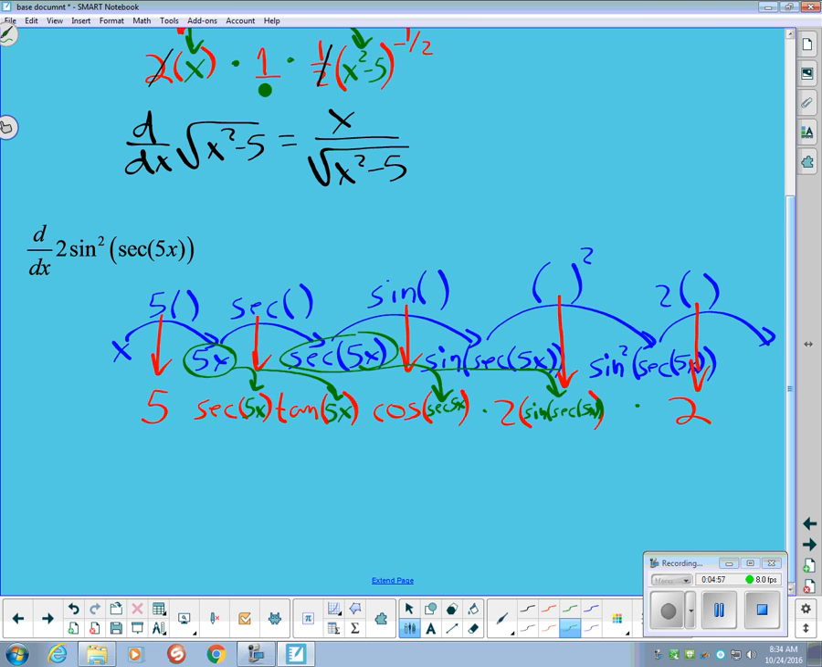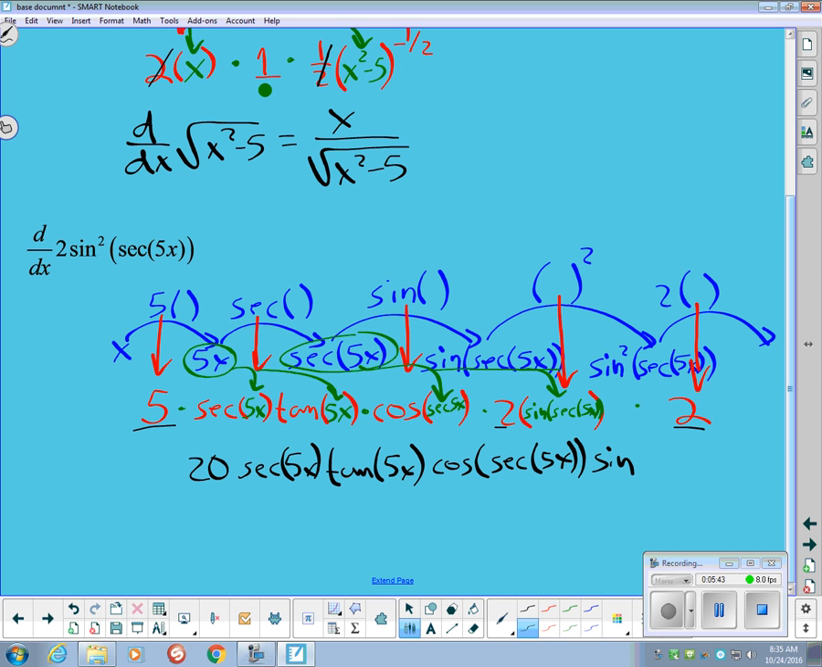You have all of the pieces we need to multiply together. I'll look for numbers first. I got a 5, a 2, and a 2. That's 5 times 2 is 10 times 2 is 20. So I'll lead off with a 20. And then what else do I have? I have a secant of 5x, a tangent 5x, a cosine of the secant of 5x, and a sine of the secant of 5x.